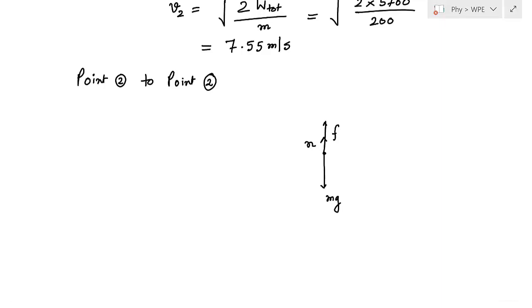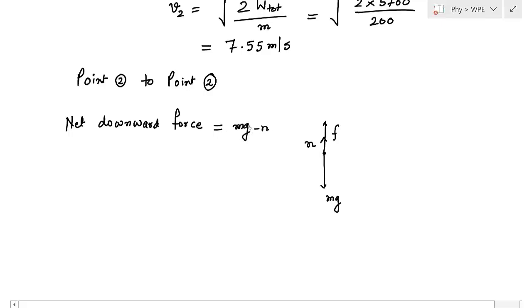So we can calculate the net resultant force, or net downward force. This will be mg in the downward direction, normal reaction in the upward direction, and the friction force is also in the upward direction. So this is the net force. Now once I know the force, we can calculate the total work done when it moves from point 2 to point 3.